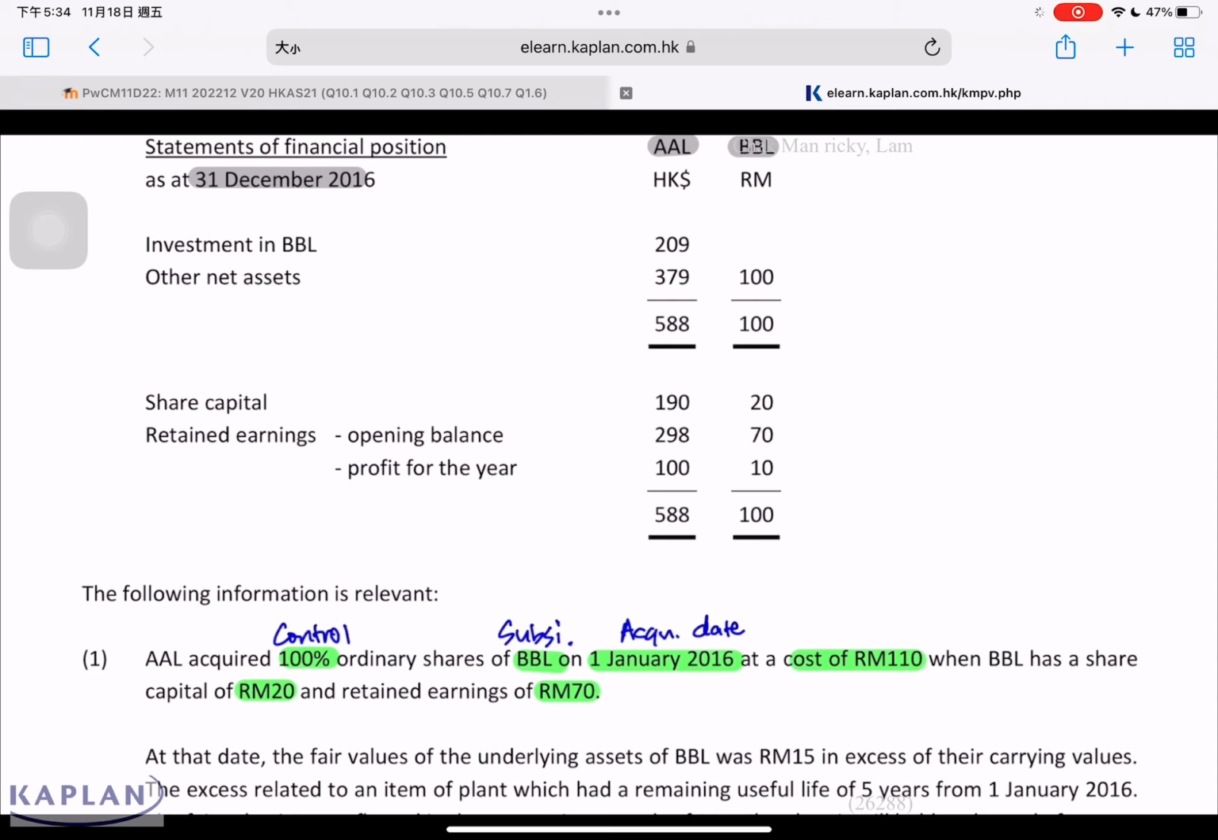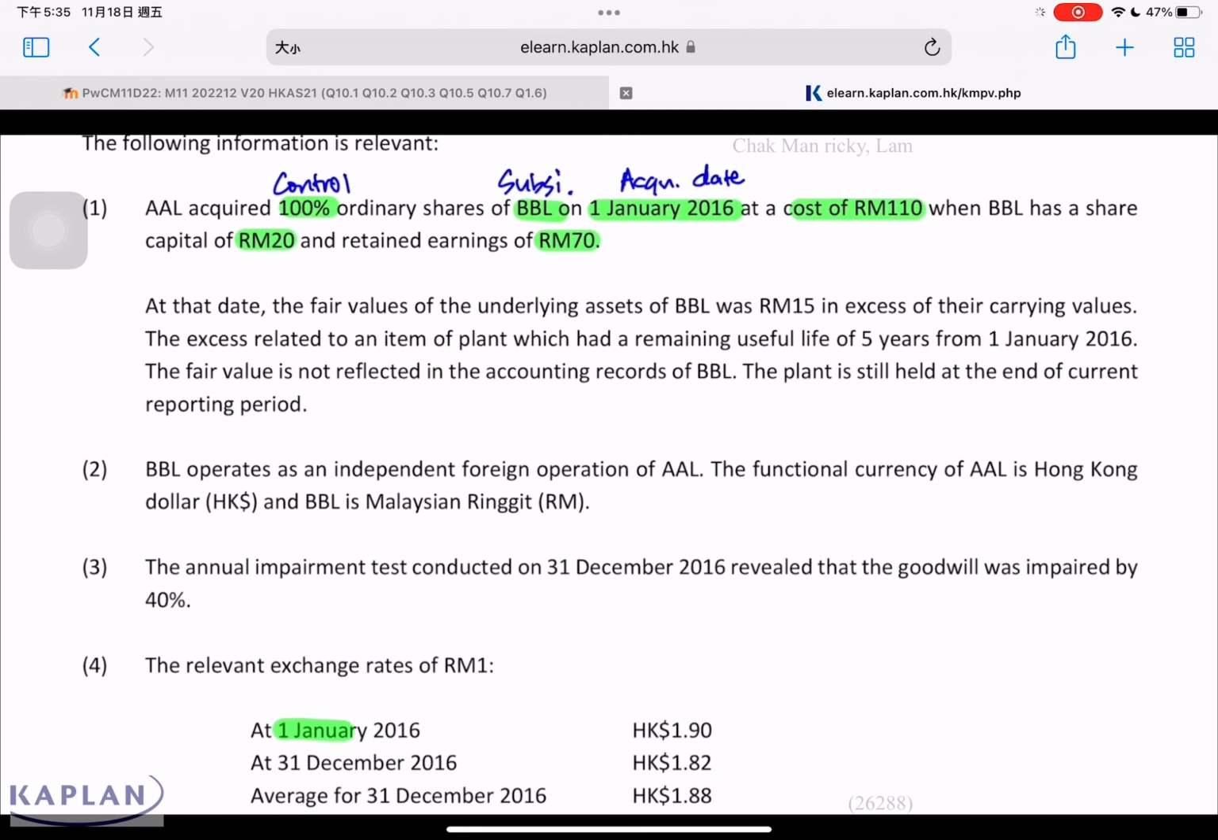But be careful, this is ringgit. The functional currency of the parent is Hong Kong dollar. To the parent, this is considered a foreign currency transaction. If it's a foreign currency transaction, initially it will be recorded at the spot rate. This will be recorded at 110 multiplied by, at the date of obtaining control, the exchange rate of 1.9, the historical rate. And we're also given the exchange rate at the year end, 1.82, considered the closing rate. And we're also given the average rate for the year, 1.88.